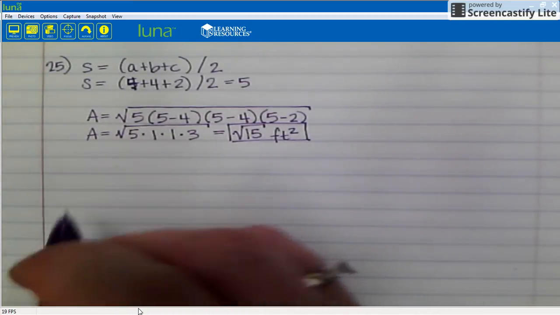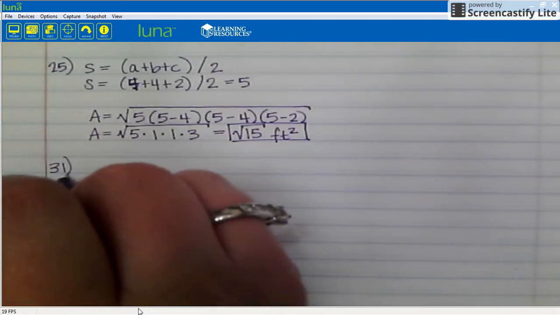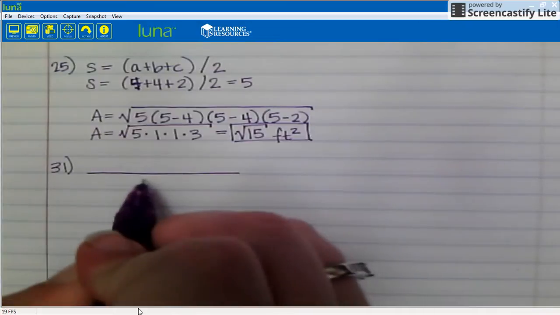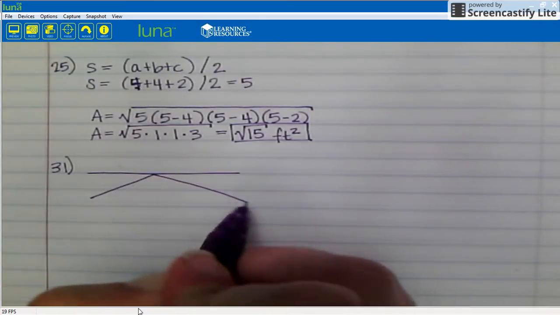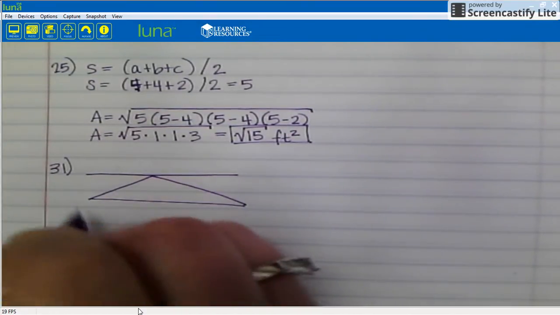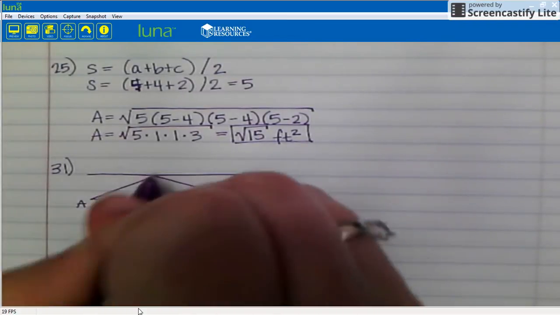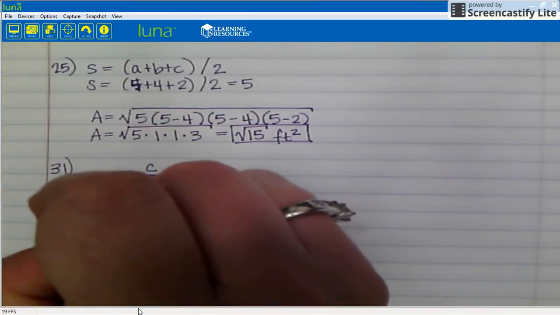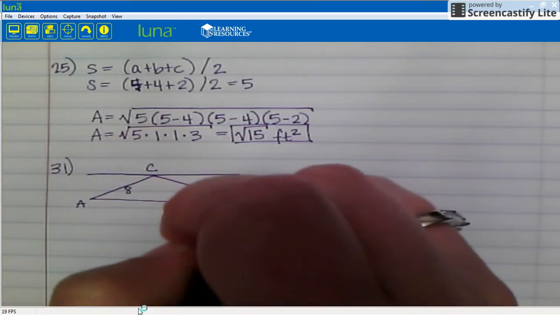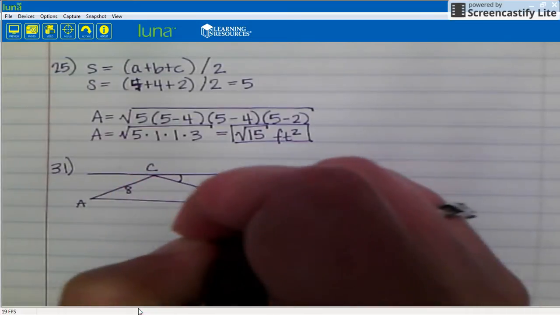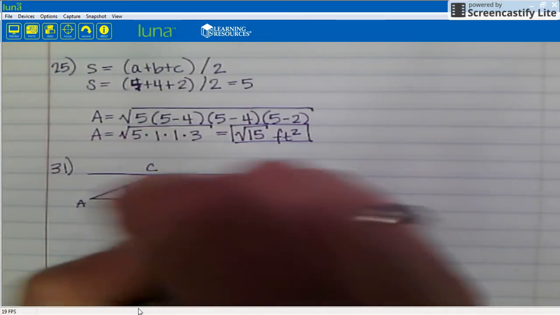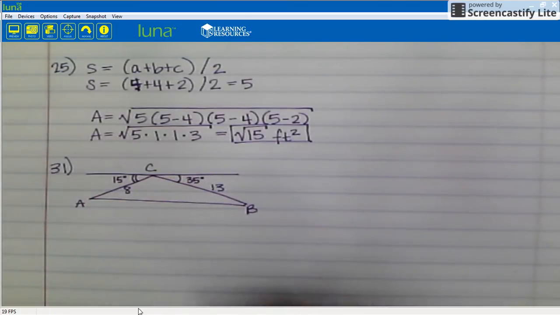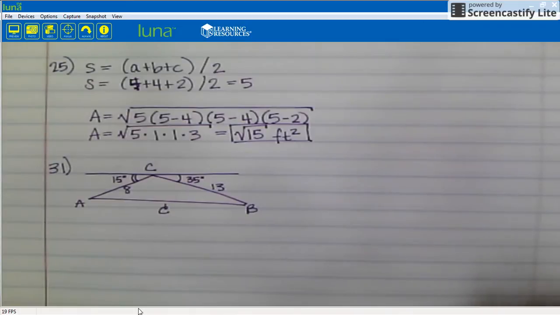And skip to 31. It's a little bit of a twist on an otherwise common problem. So we have this triangle, we have A, we have B, we have C. We are told that this side is 8 and this side is 13. We're told this angle is 35 degrees and this angle is 15 degrees. And we have to solve our triangle.